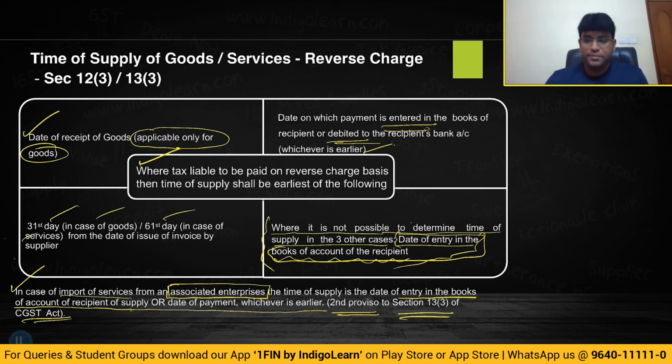We are in the CGST Act only. So friends, 12(2) is what? Time of supply for goods in general. 13(2) is what? Time of supply for services in general. 12(3) is what? Time of supply for goods covered under RCM. 13(3) is what? Time of supply for services covered under RCM. I'm sure we are getting full clarity on these points.